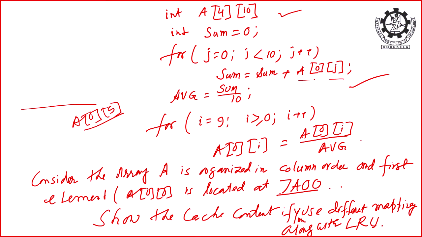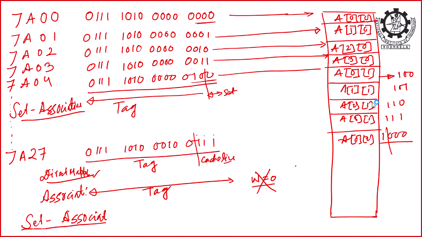So, we started here. In the case of direct mapping, first we store the array content in column order. Therefore, A00, then A10, A20, A30, again A01, A11 and so on. So, it started with 7A00 and 7A01, as you can see.